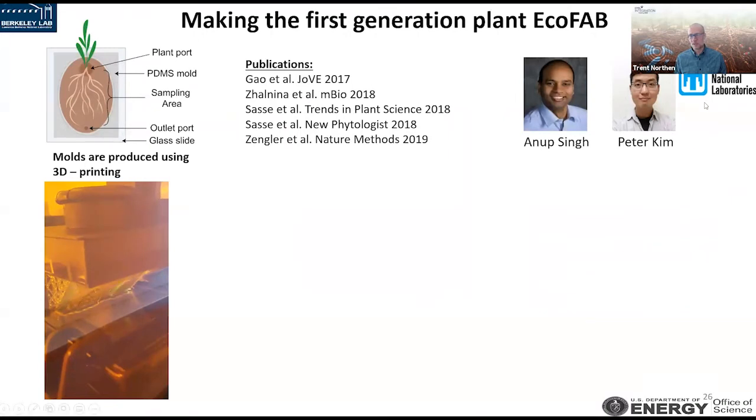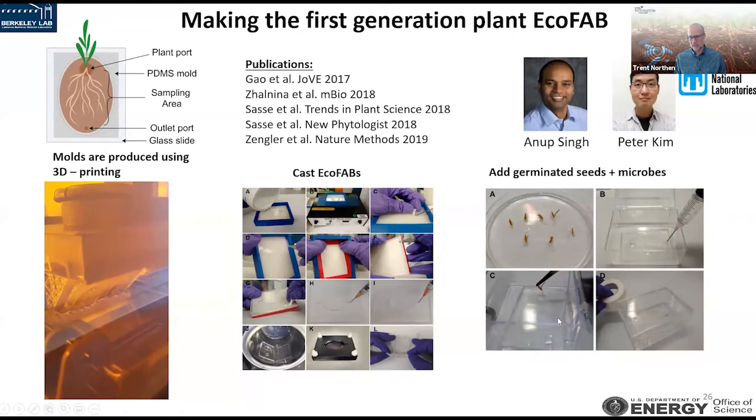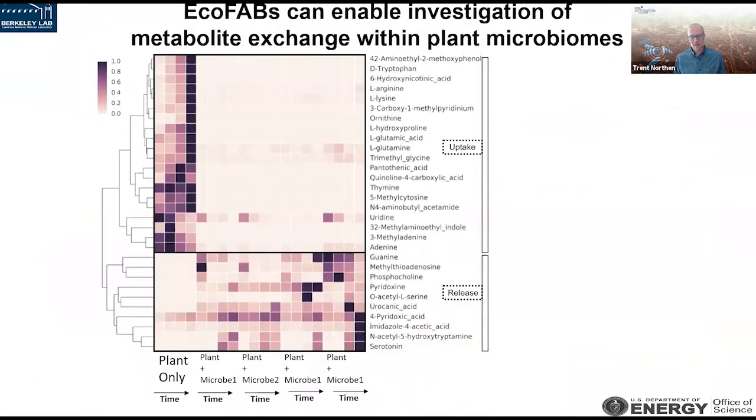We worked with Peter Kim and Anup Singh at Sandia National Lab to develop 3D printing capabilities to make molds for casting these devices. Making it is actually really simple. You 3D print a mold, just like making Jell-O, and you pour in the monomer solution, you heat it up, and you remove it like a big sticker, and then you chemically bond it or clamp it onto a microscope slide, and you've got your little chamber. Then you germinate some seedlings and you put them inside the chamber within a sterile box, and you have this system for studying rhizosphere interactions.